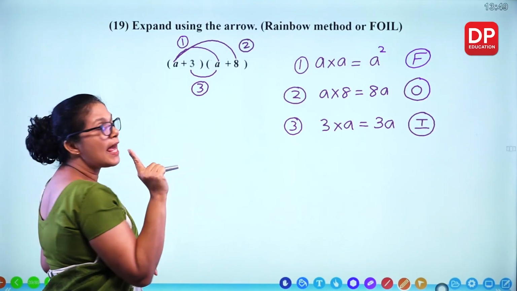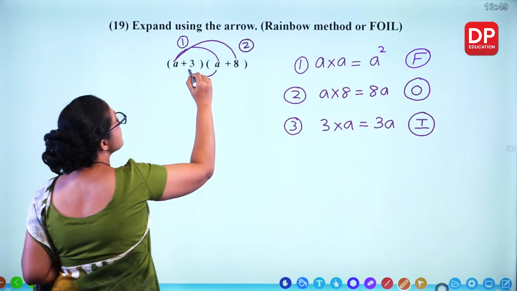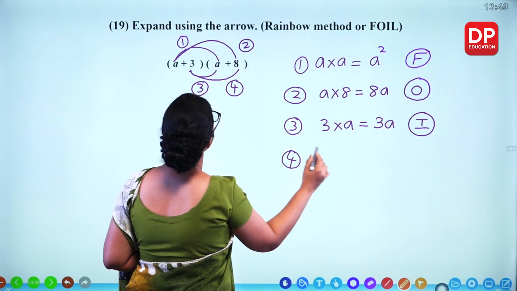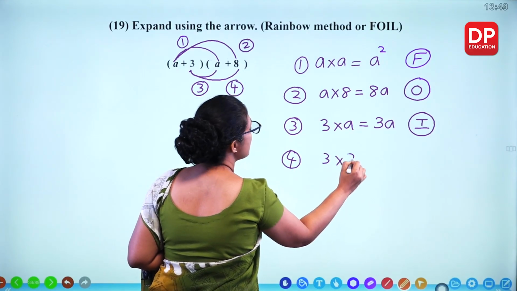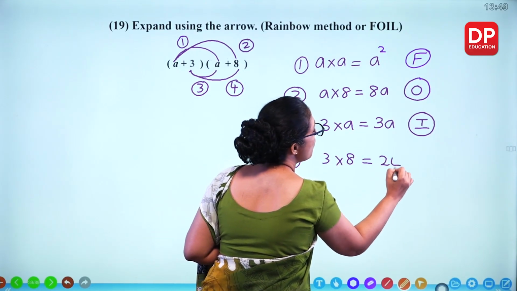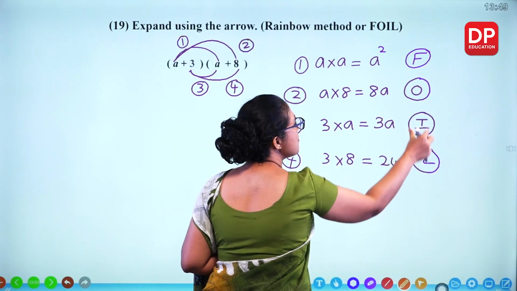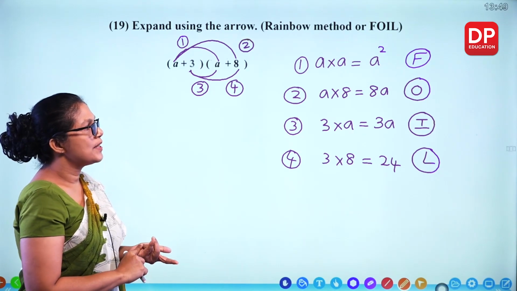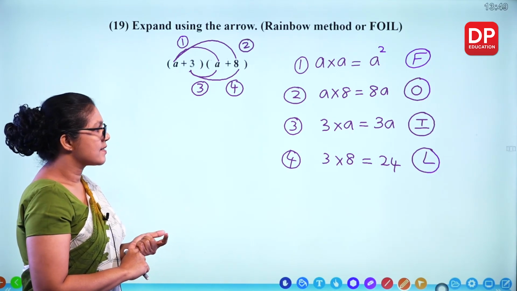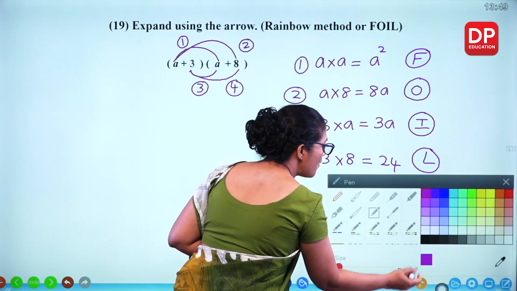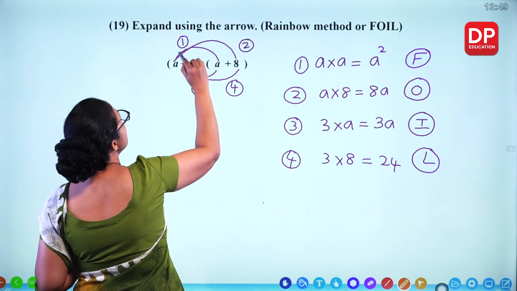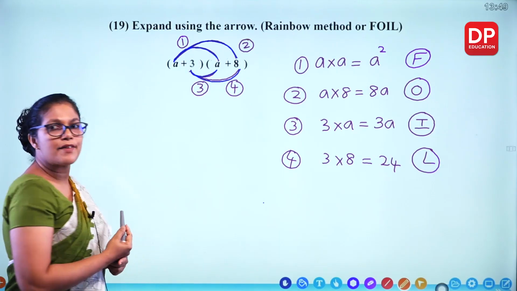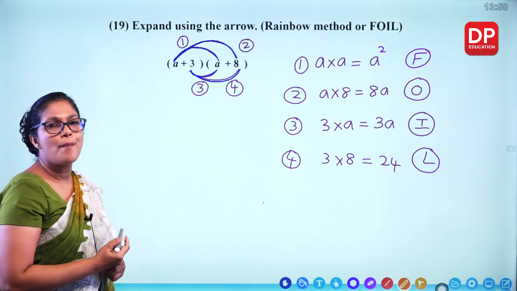Fourth one, L. L means last with last. So last with last, that's fourth one. 3 with 8. You get 24, that's L. So we call this method the FOIL method. First with first, outside with outside, inside with inside, last with last. Or we call it rainbow method. This is like a rainbow. This one, this one, this one, this one. So we can call it rainbow method.